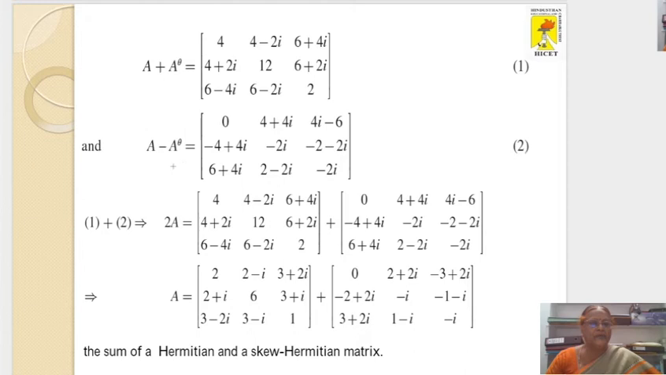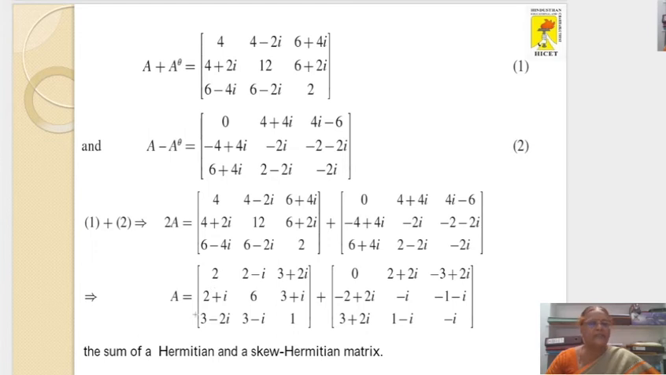Next, find A minus A power theta, which is nothing but 0, 4 plus 2i. That is, we have to subtract A power theta from A. We will get these elements: 4i minus 6 minus 4 plus 4i, and so on. Now add these 1 and 2. A power theta will get cancelled. We will get 2A. 2A is equal to this plus this.